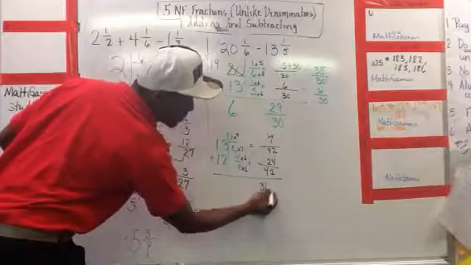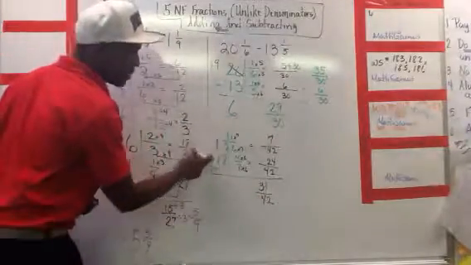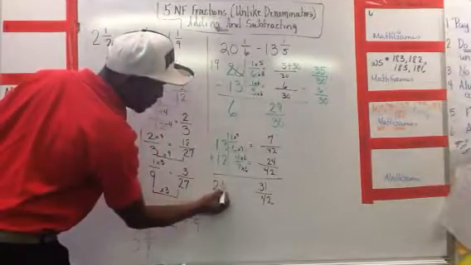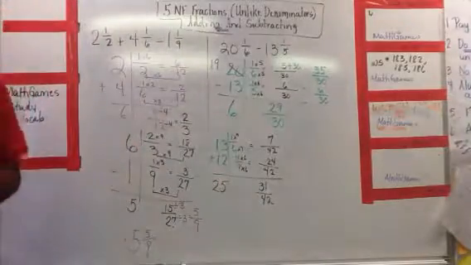42. 31 is prime, so it won't simplify. And 13 plus 12? 25. So 25 and 31 over 42. Yes! Let's get it! Okay?